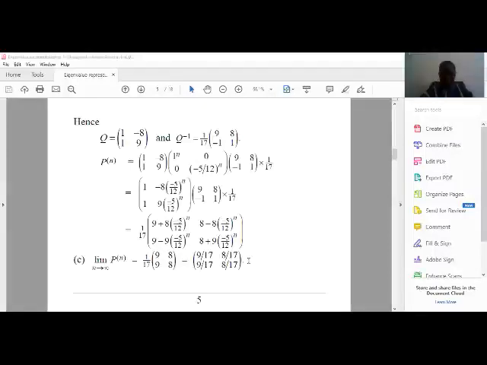What it means is that the first column is for brand A, and the second column here is for brand B. It means in the long run, out of 17 customers, nine of them will buy brand A, and eight of them will buy brand B.